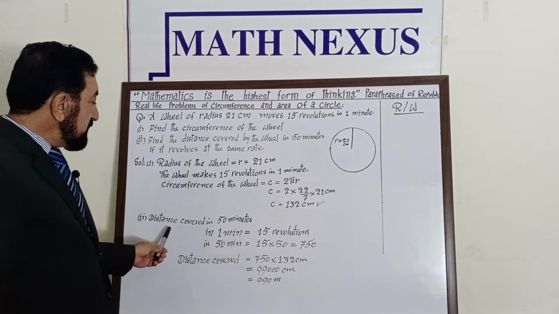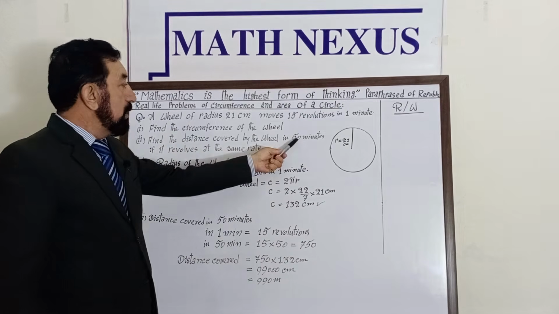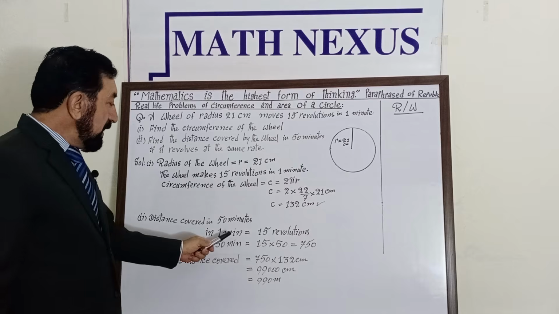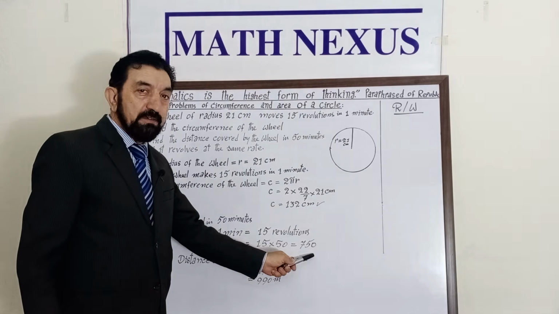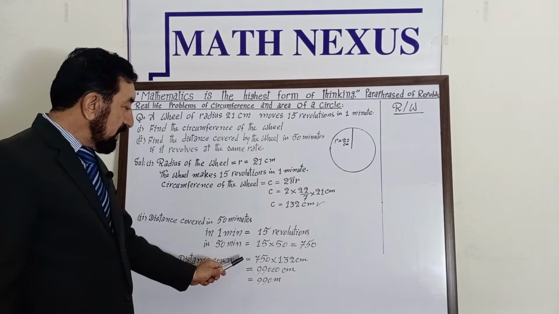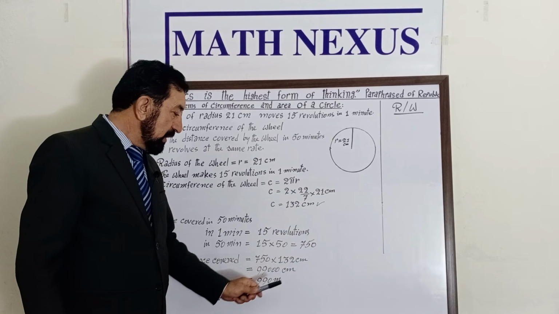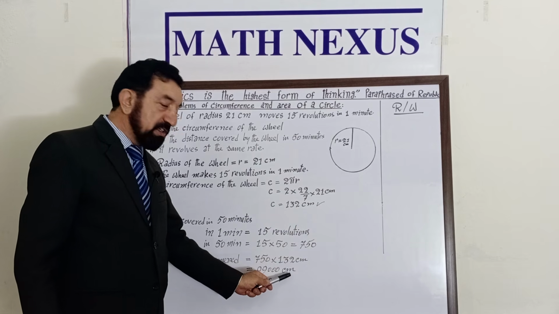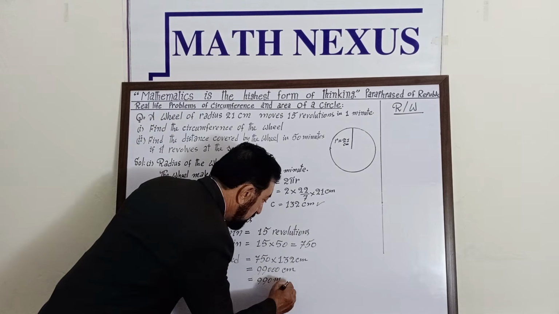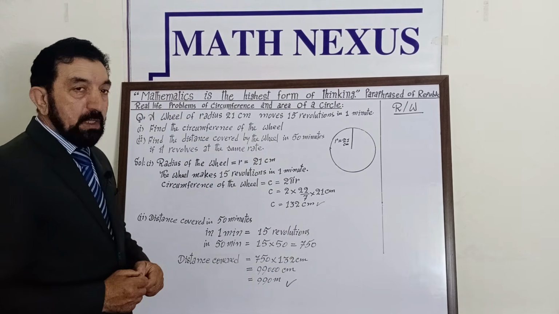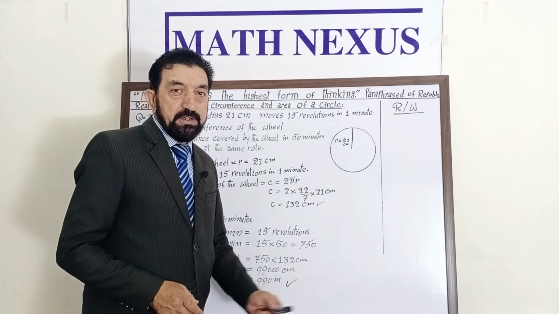Second, the distance covered in 50 minutes. In 1 minute equal to 15 revolutions, in 50 minutes equal to 15 into 50, this is equal to 750. Now the distance covered equal to 750 into 132 centimeter. This is equal to 99,000 centimeter or 990 meter. This is the answer of the question. To change centimeter into meter, divide by 100.